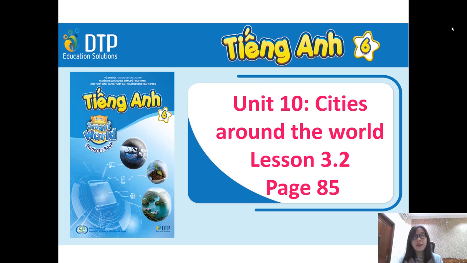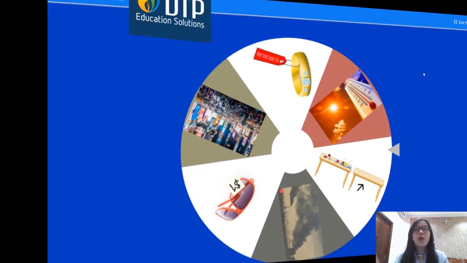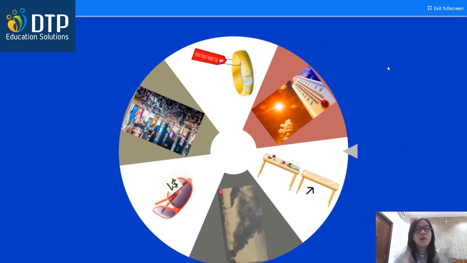Let's play a game to review the vocabulary that we have learned in the previous lesson. The game is called Spinning Wheels. I will spin the wheel and the picture will show up. Then you have to answer the questions. What is the word? And you have to spell the word.